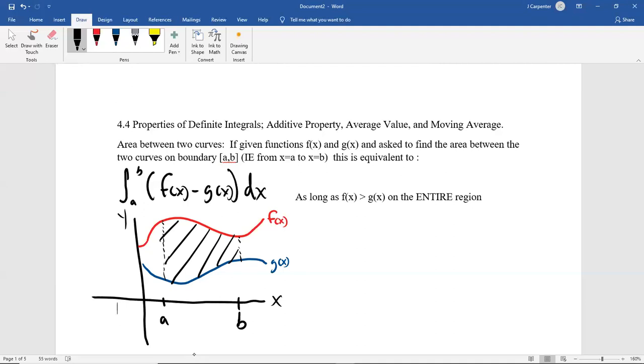You have to go f minus g because the red f is higher than the blue g. And it's true across the entire boundary from a to b. Now, this doesn't always happen. These functions can crisscross. And if they crisscross, you'll have to account for that. But we'll hold on to that idea for later. So what's happening? Why does this actually work?